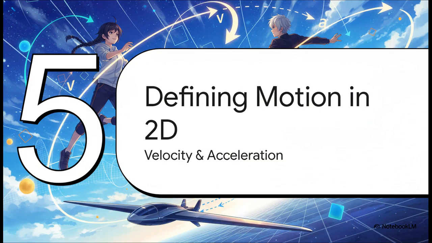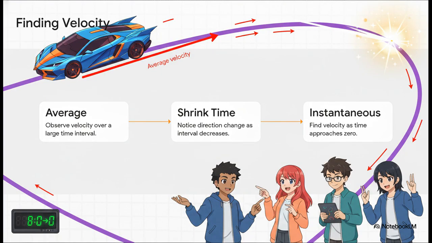And finally, Section 5, Defining Motion in 2D. We've got the mathematical tools. Now it's time to unleash these vectors onto real, dynamic motion in a plane. Picture an object moving along a curvy, winding path. If we look at where the object started and where it ended up after a certain amount of time, we can draw a displacement vector straight between those 2 points. Divide that displacement by the time interval, and you get the average velocity.